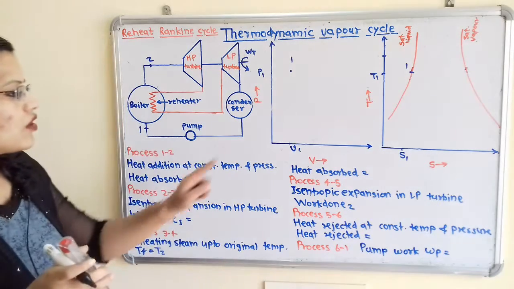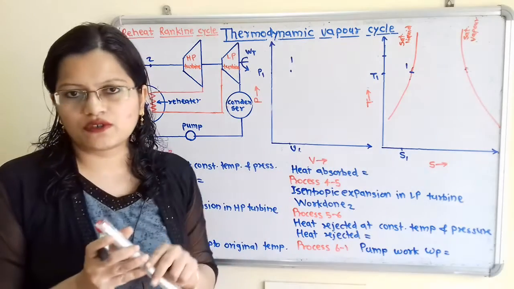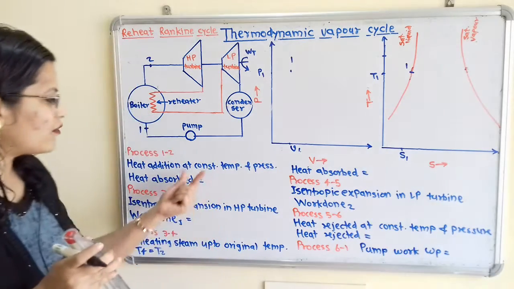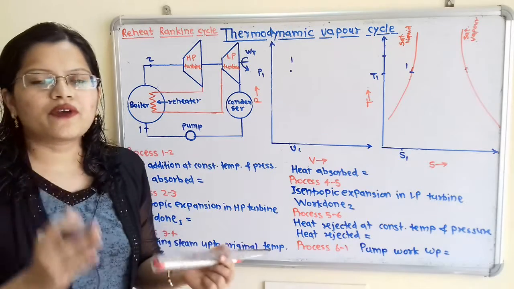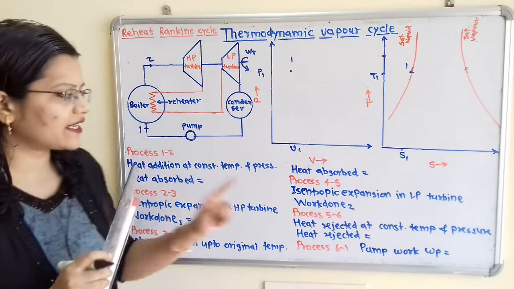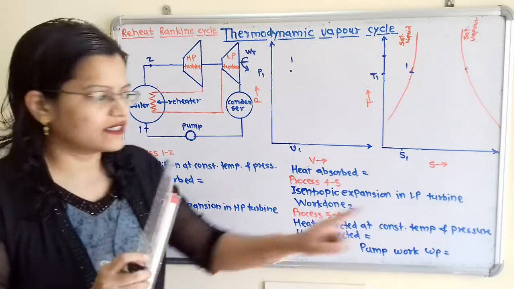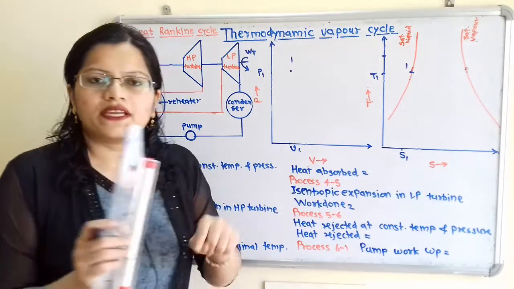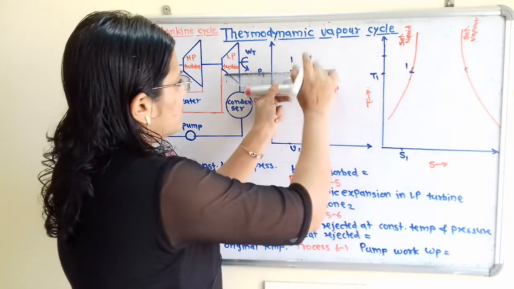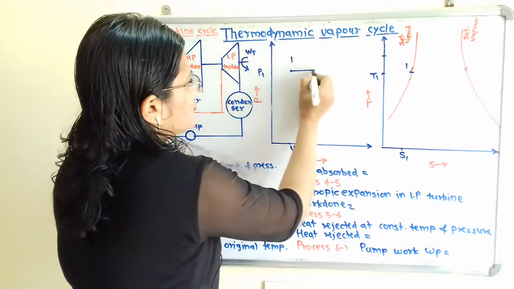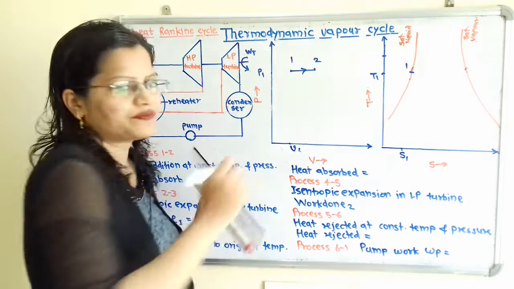So how to draw the pressure, volume and temperature entropy diagram? Because we have to keep temperature constant as well as pressure constant. So when the heat addition process is taking place, volume is getting increased as well as entropy is also getting increased. So for the pressure, volume diagram, I will show here 1 to 2. So here will be point 2.